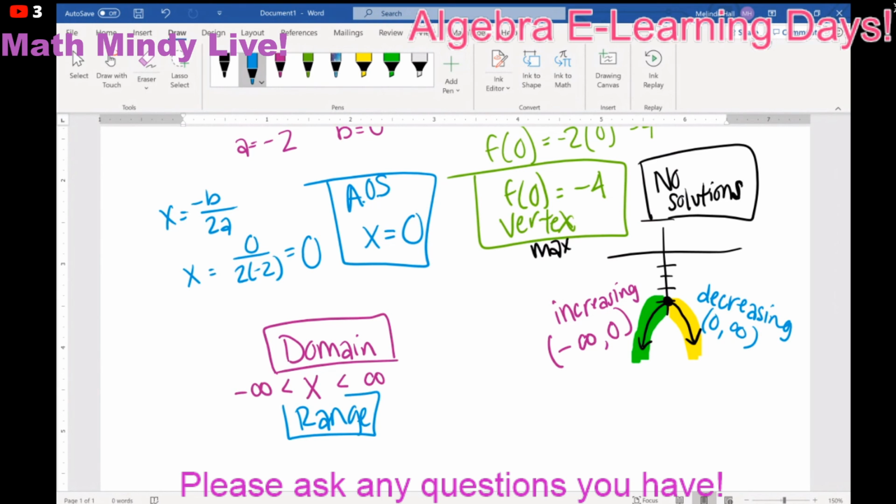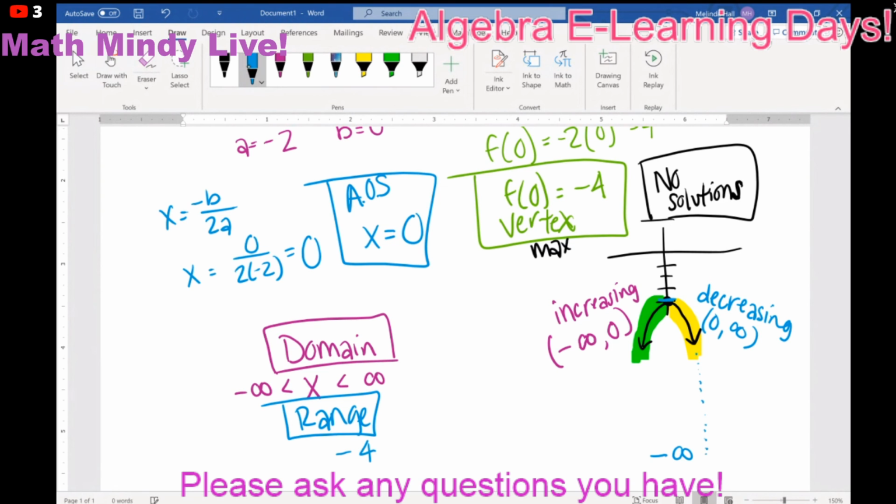Now remember, your range is your y values, and so for your y values, you're looking at when are my y values true. In the case of this graph, this would keep going forever and ever down, which means my y values could go all the way to negative infinity. But then when my y value gets to -4, that's where the vertex is, that's where my range stops.